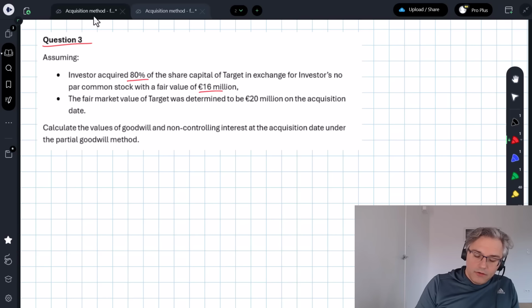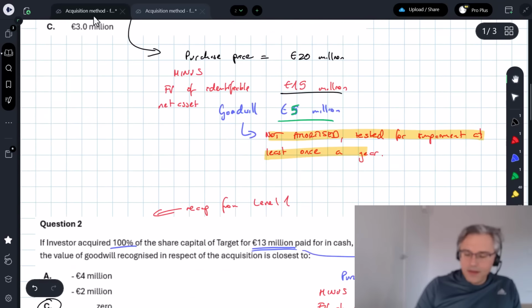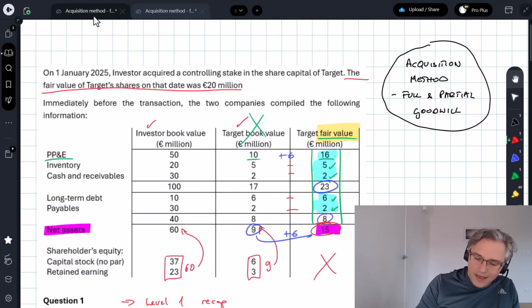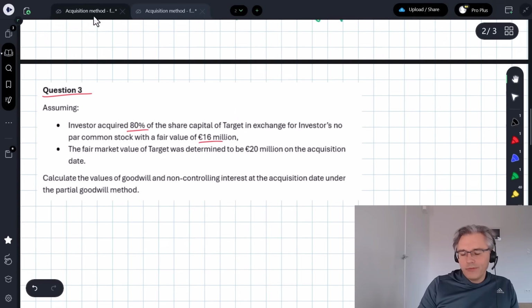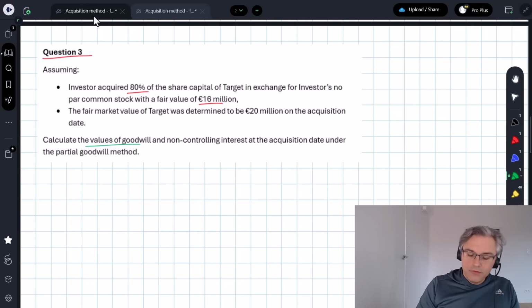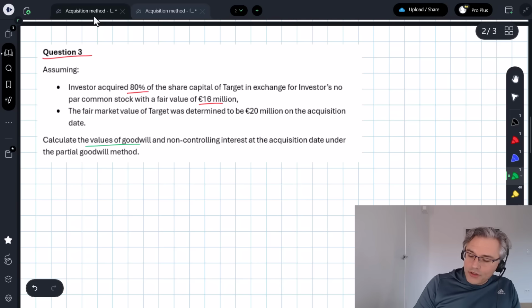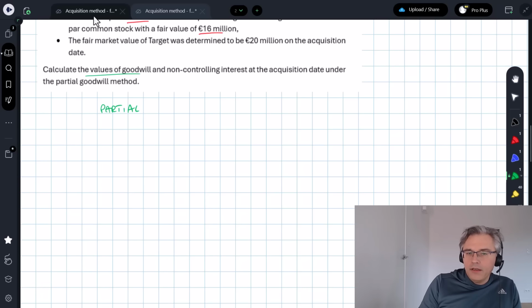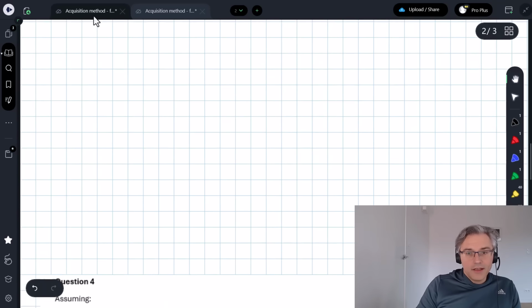Now, we're also told that the fair market value of target was determined to be 20 million on the acquisition date. That is a repetition of what you had up here, and now it will become slightly more important, but not even in this question, in the next one. Calculate the values of goodwill and non-controlling interest at the acquisition date under the partial goodwill method. All right, so this is the thing I expect you to have to do and appreciate: the difference between computing partial goodwill and full goodwill, which will be dealt with in the next question.